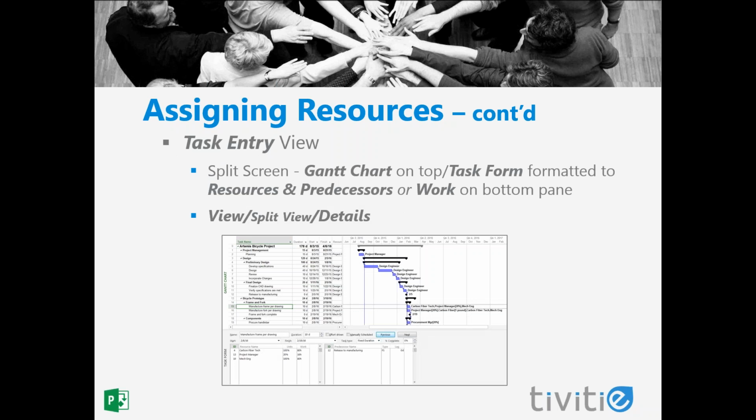The next method is the task entry view. We looked at the task entry view yesterday to talk about ways that we could enter our predecessors and successors. Here, we're going to split the screen again, but this time on the bottom pane, I recommend that you put one of 2 different choices. There are really 2 ways that we can work with resources in the task entry view. We have one option for the format of resources and predecessors. There's also a format called work, and I'll show you those when we get into the demo.